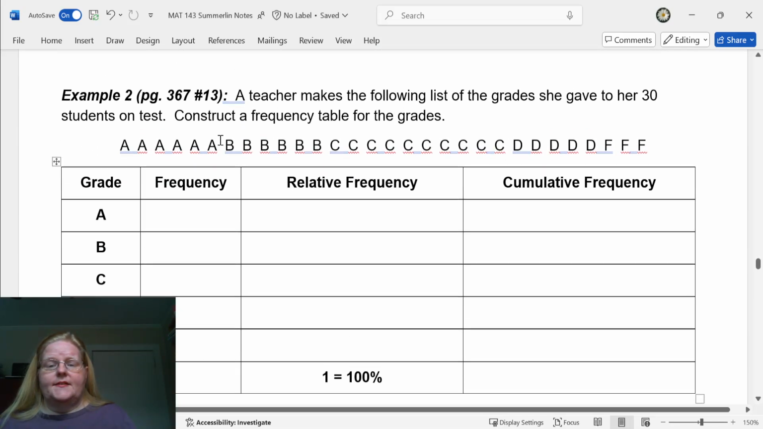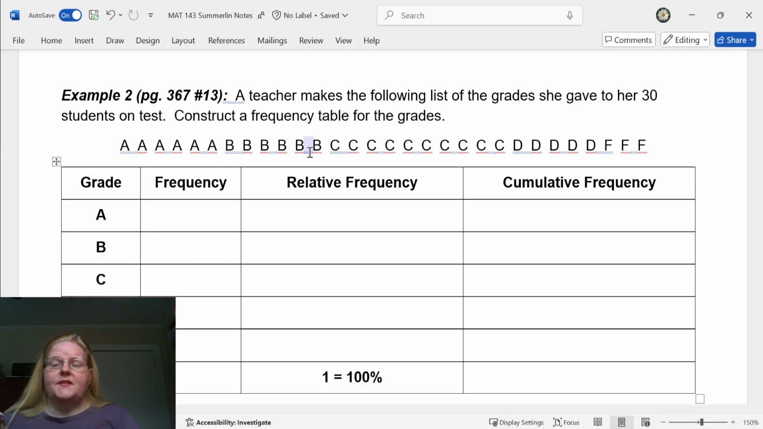If you look at example 2, it says a teacher makes the following list of grades she gave to her 30 students on a test. Construct a frequency table for the grades. So in the first column, you have all the different grades that are possible. These were the classes or the bins. They are A's, B's, C's, D's, and F's.